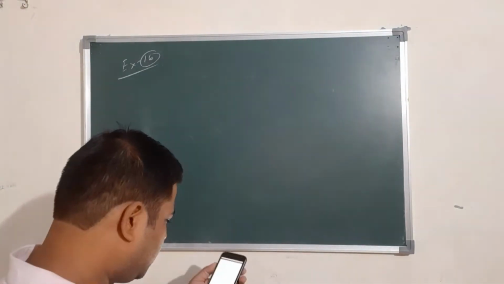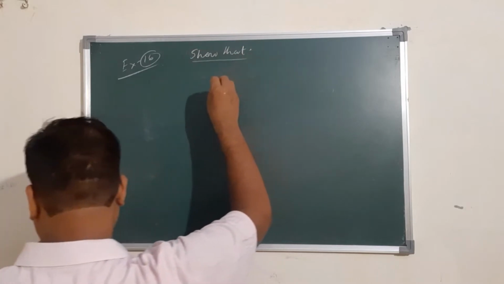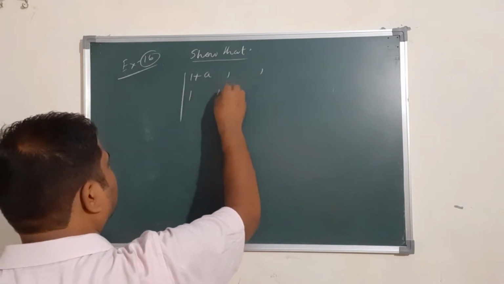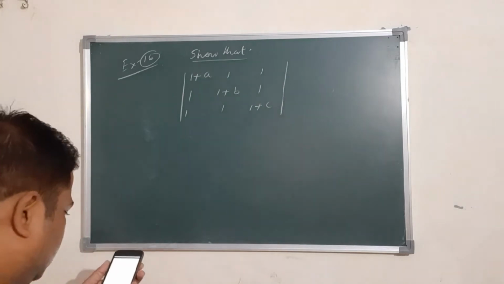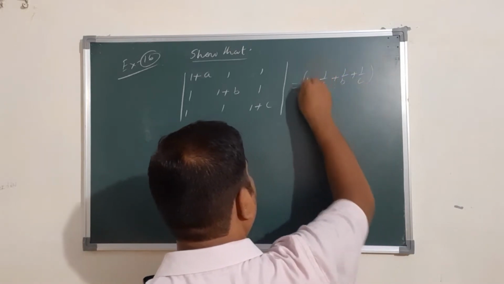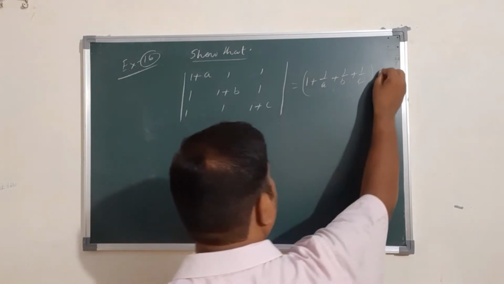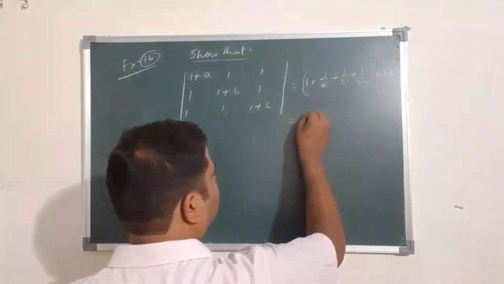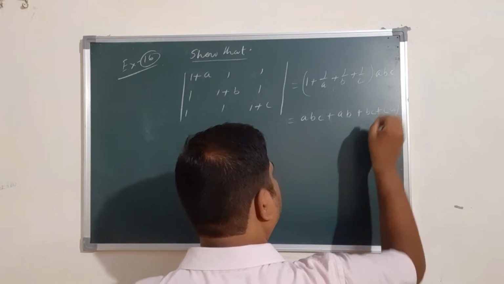Question is, show that the determinant with rows 1 plus a, 1, 1; 1, 1 plus b, 1; 1, 1, 1 plus c is nothing but abc times (1 plus 1 upon a plus 1 upon b plus 1 upon c), or if you multiply this, then this is equal to abc plus ab plus bc plus ca. This is the question.